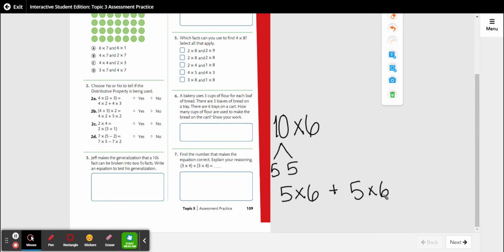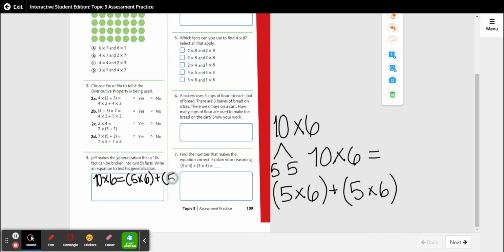Once again, I'm using the distributive property. So I'm going to add my parens here. And I'm going to say 10 times 6 equals 5 times 6 plus 5 times 6. So let's see. Can I write that in the little box? I can't. It's too small. I'll try anyways. Okay, so 10 times 6 equals 5 times 6 plus 5 times 6.